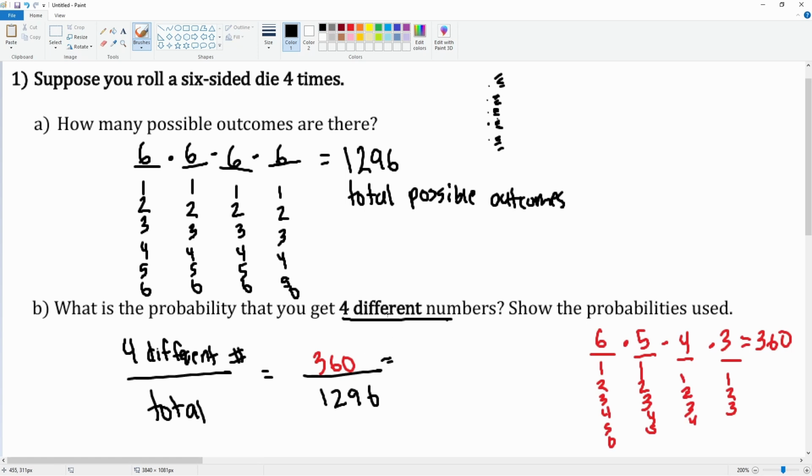You multiply this, 360 divided by 1296, you get a decimal of 0.277, multiplied by 100. You get roughly, I'm going to round, 27.78%. That is the probability that you get 4 different numbers.